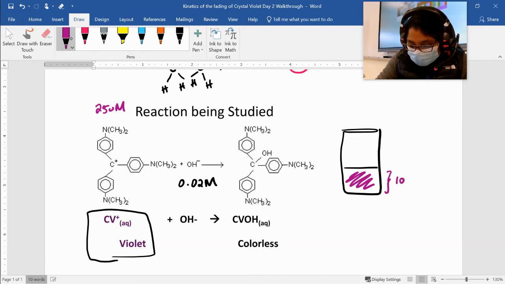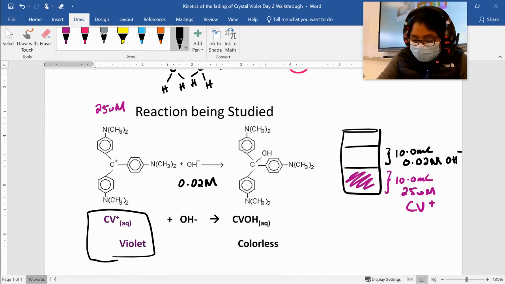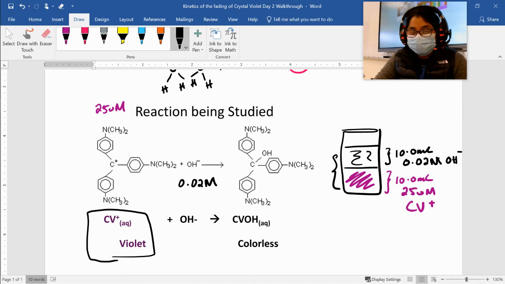I'm going to do 10 mL of the 25 micromolar CV, and to that, we add 10 mL of 0.02 molar sodium hydroxide. When they mix together, the resulting solution starts to become colorless.